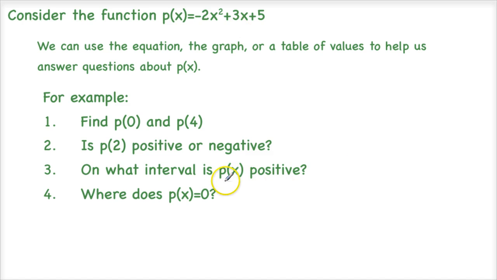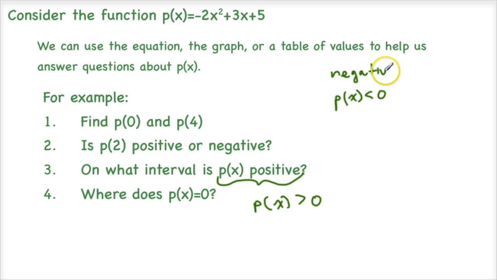That's another way to say P of x is positive. So you might see P of x greater than 0. Not equal to, right? Because if it's equal to 0, that's not positive, that's 0. So if you see P of x greater than 0, that's saying positive. And if you ever see something written out like P of x less than 0, that's another way to say negative. So positive is greater than 0, negative is less than 0.